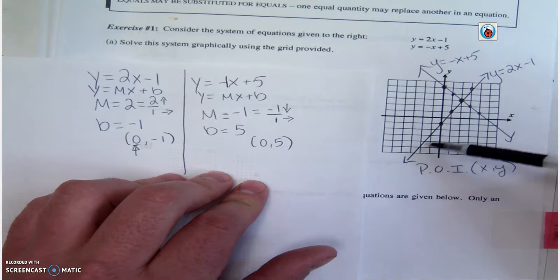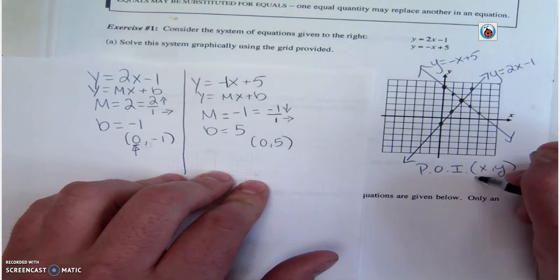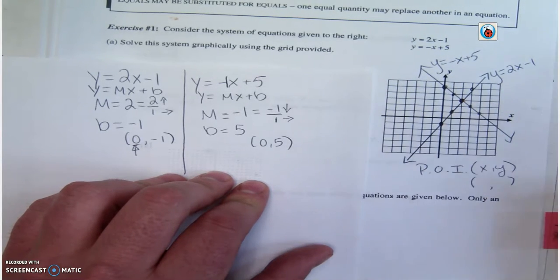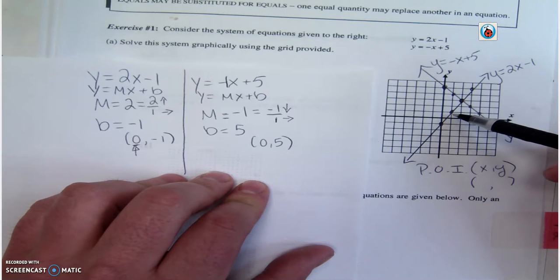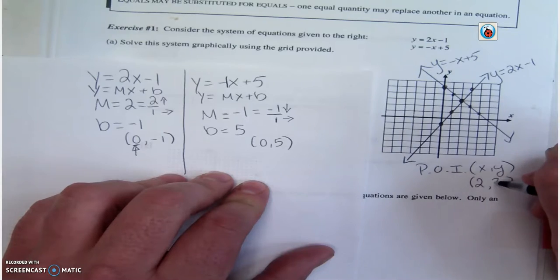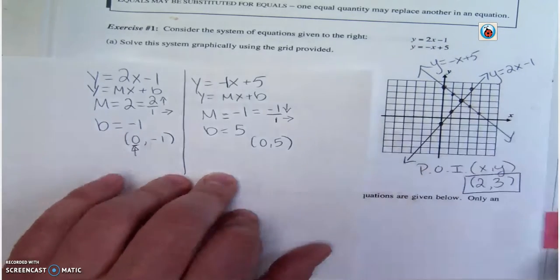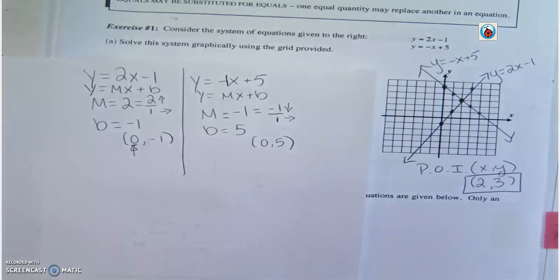Where our two lines are intersecting, the point on the graph at which they're intersecting. In this case, if we write the coordinates, it would be 1, 2, and then 1, 2, 3. So it would be 2, 3. So our POI here is (2, 3).